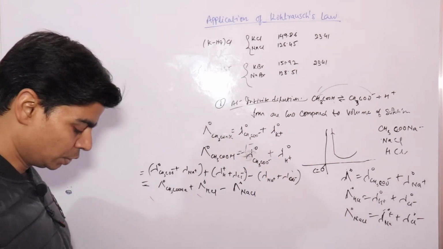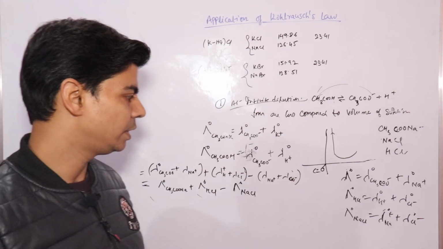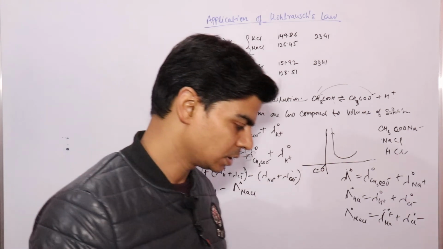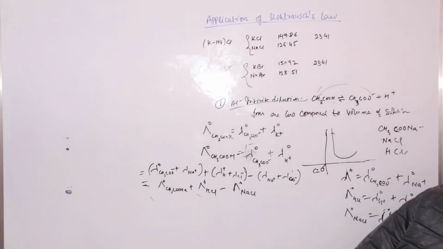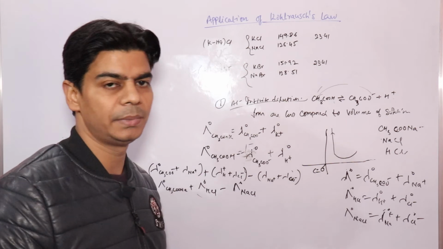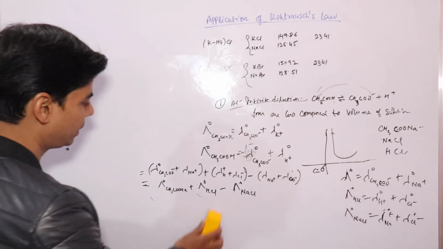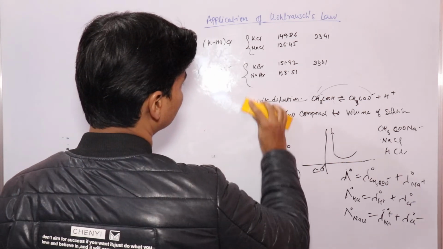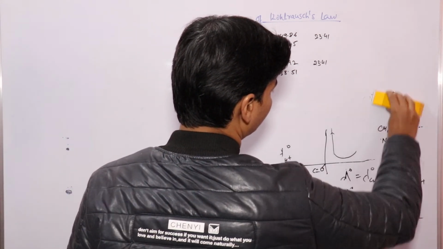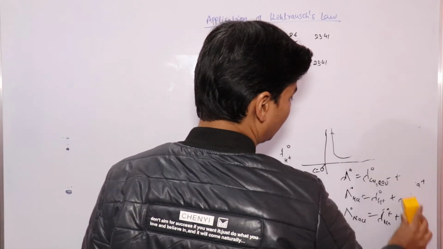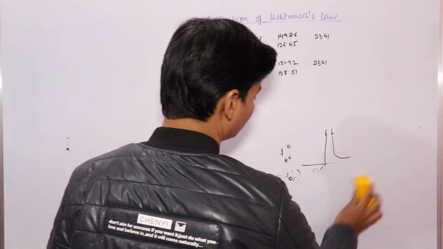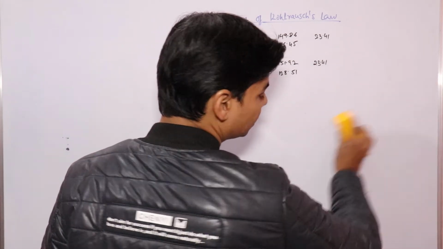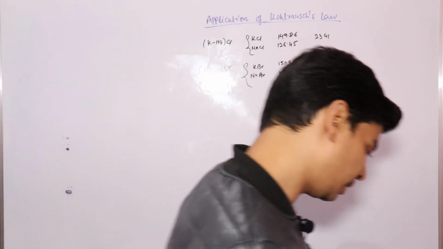So this is how, using strong electrolytes, we can calculate the molar conductance of weak electrolytes, right? Because the molar conductance of weak electrolytes cannot be determined experimentally, we use Kohlrausch's law to determine it. The second application of Kohlrausch's law is in determining the degree of dissociation, right?